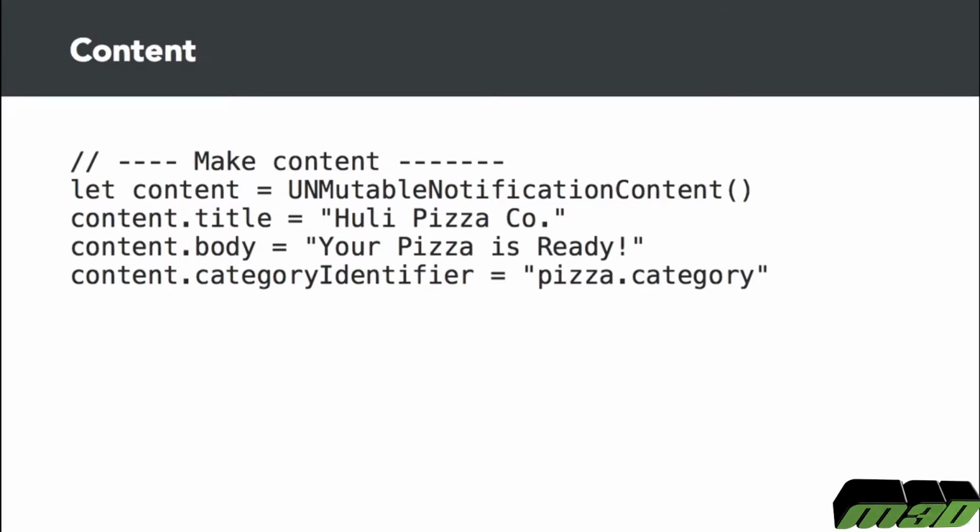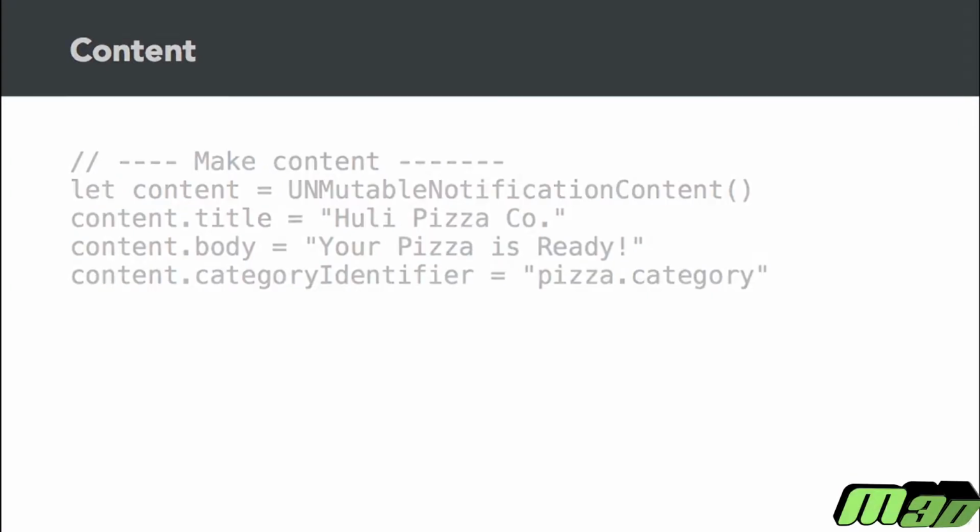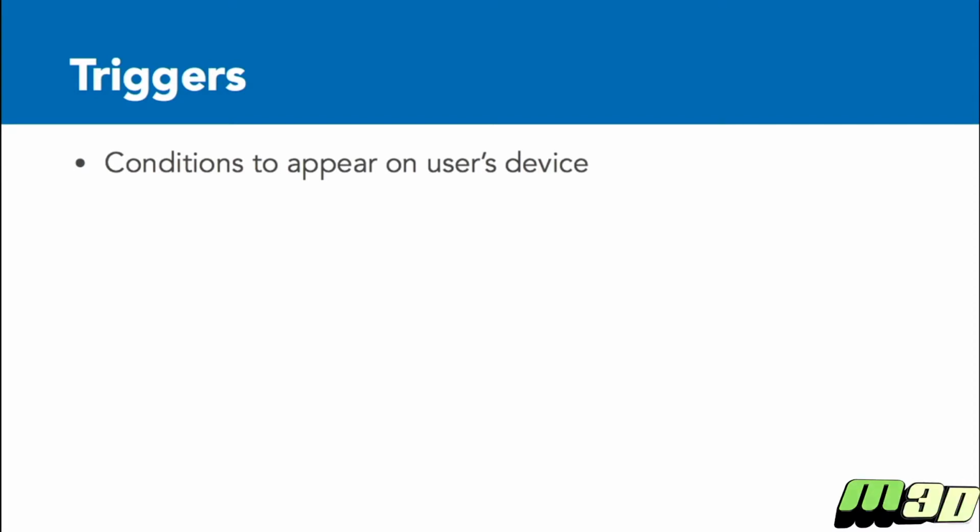A trigger gives the conditions when the notification appears on a user's device. You could trigger a scheduled time, a map location, or a time interval. Here's an example of a 5-second time interval trigger.